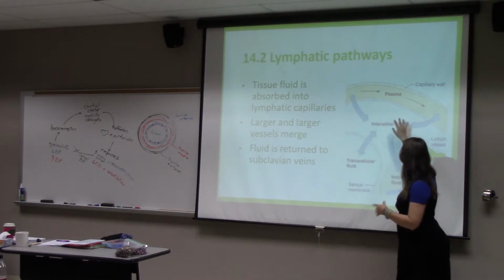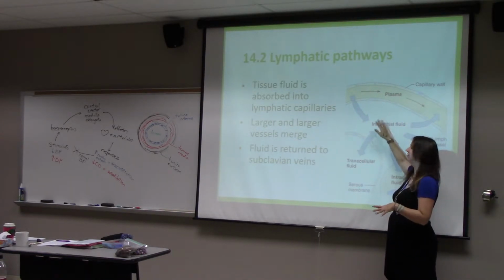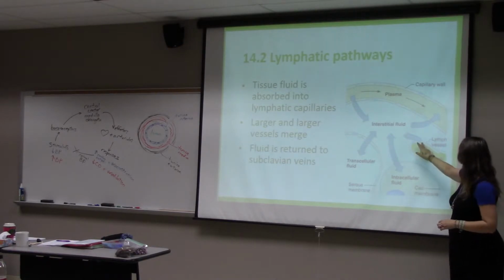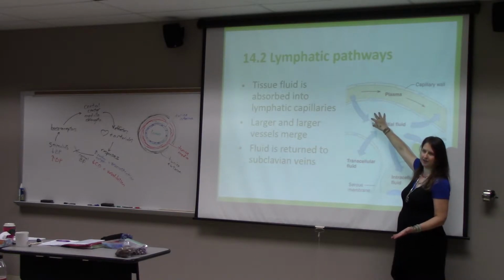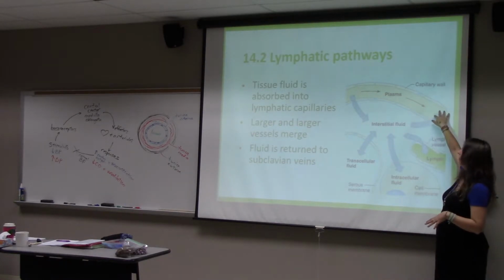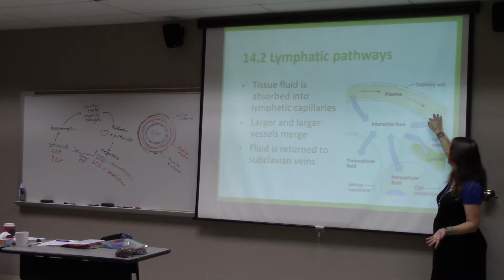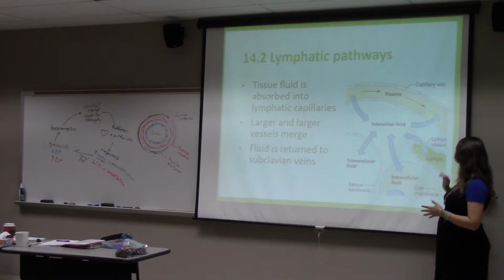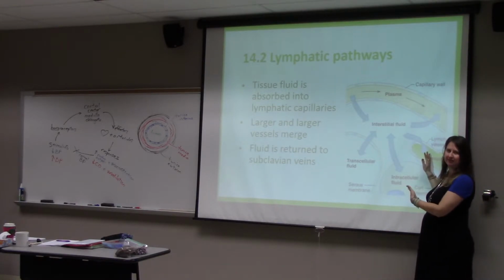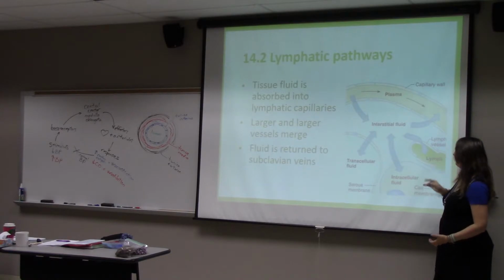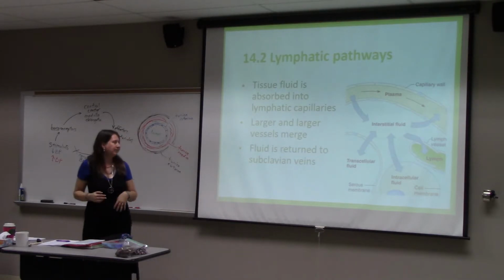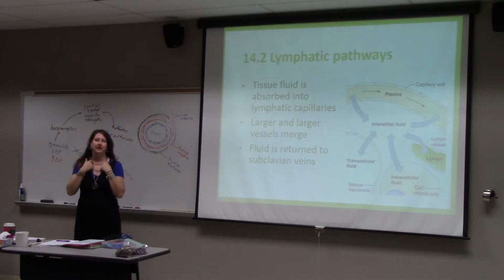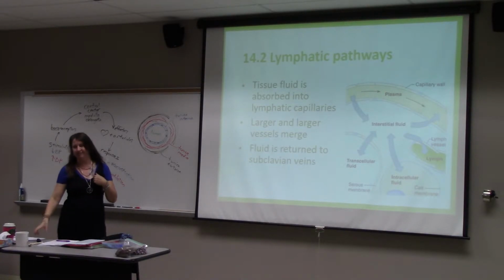Fluid from the tissues, called interstitial fluid, is absorbed into lymphatic capillaries. When some fluid is filtered out of the plasma, some is brought back in by osmosis, but not all of it. The extra builds up if it can't get into the lymph. Lymphatic capillaries merge into larger and larger vessels. The fluid is returned right up here in veins called subclavian. We'll learn about those in lab today.